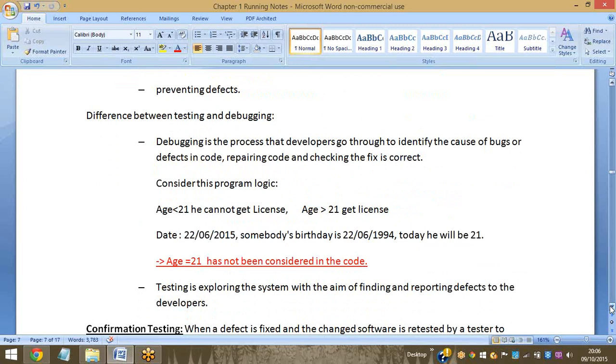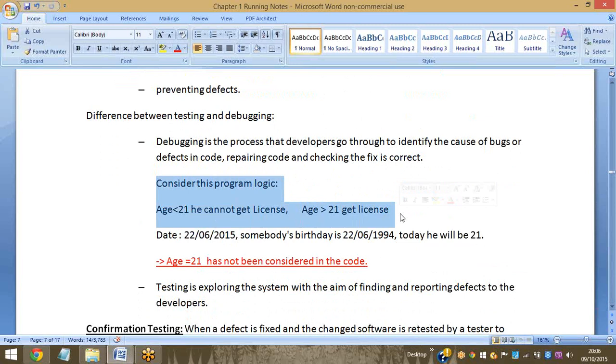Just to give you an example, which I forgot to mention yesterday, let's consider this program logic. If the age is less than 21, a person cannot get the license. If a person's age is greater than 21, he can get a license. So what happens is, during testing, you will ask the person for his date of birth, and based on today's date, the program will calculate the age from the date of birth.